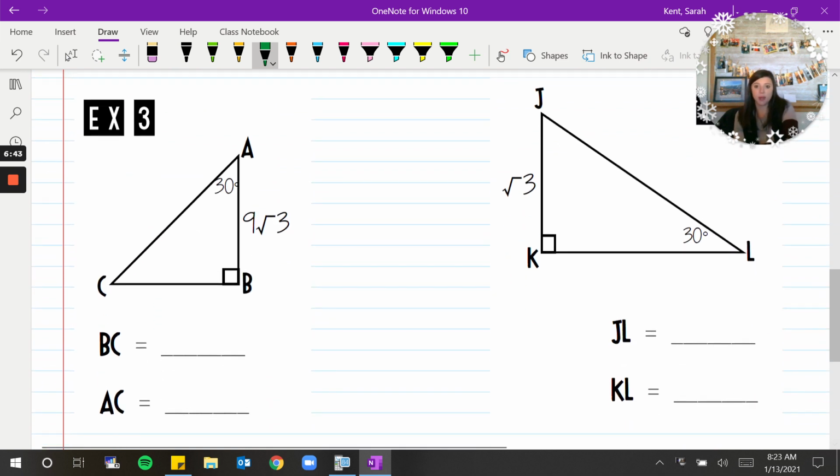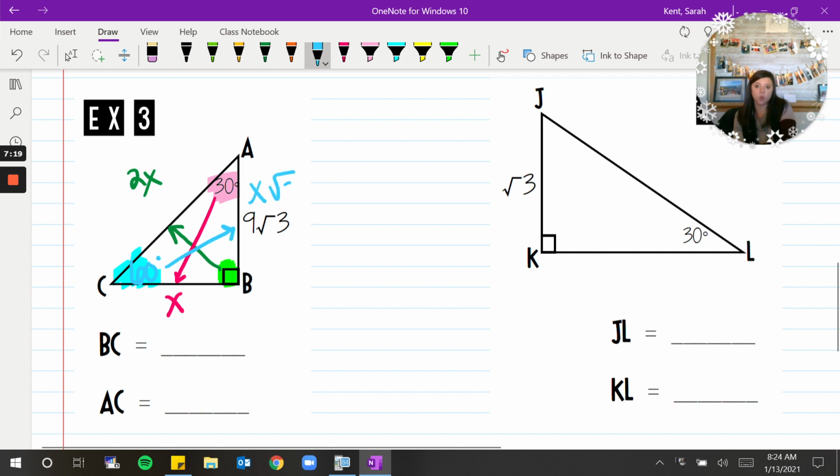Okay, example 3. So let's start with the angles, with what we see. So I'm going to start with my 90. Across from 90, we'll put 2x. Then this time here, it gives me 30 degrees. Across from 30 degrees is x. So that means this last corner has to be 60 degrees. So across from 60 degrees, I have x square root of 3.